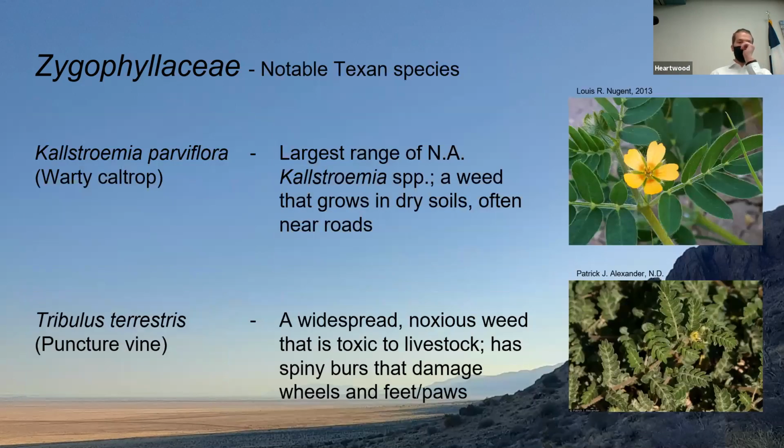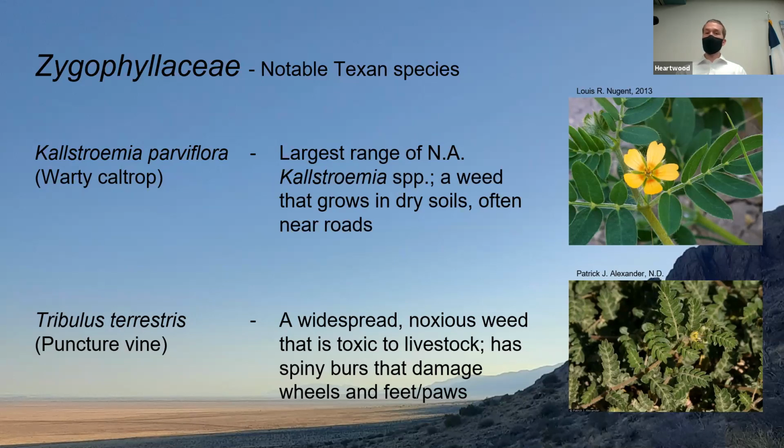So I want to cover 2 significant species besides Larrea tridentata, which I'm going to talk a lot about later, that are from this family. So one of them is Kallstroemia parviflora, and it's got the largest North American range of the Kallstroemia species or genus. And it is a weed, but it's got very pretty flowers. It grows mostly in dry soils near roads, so it doesn't cause a lot of problems.